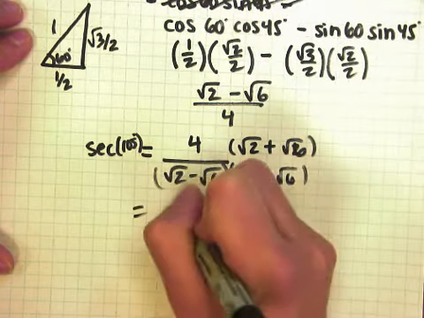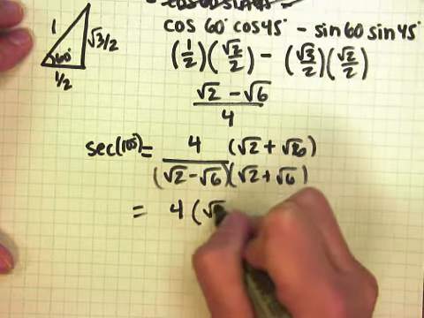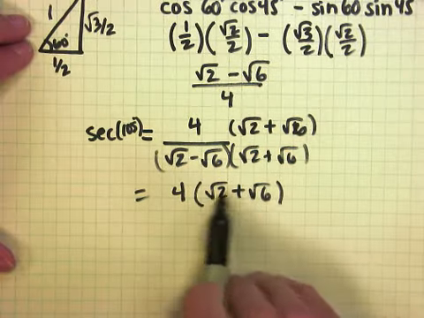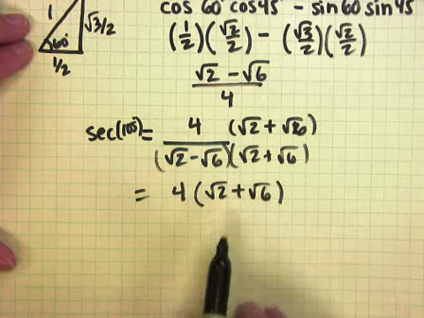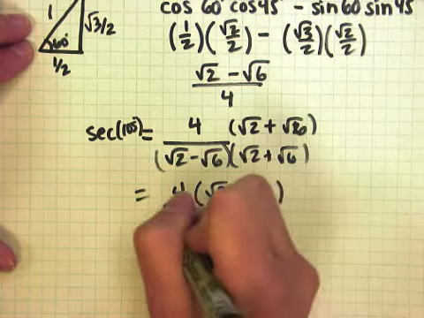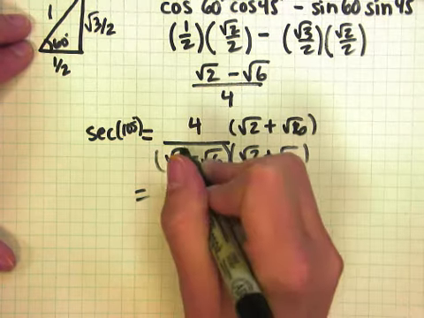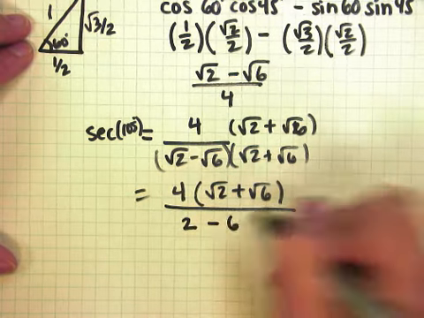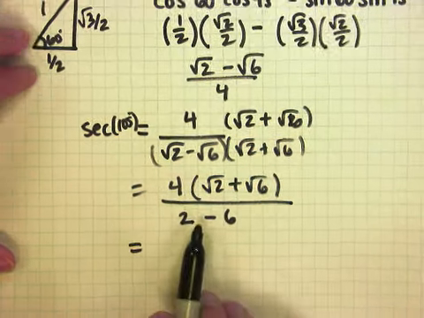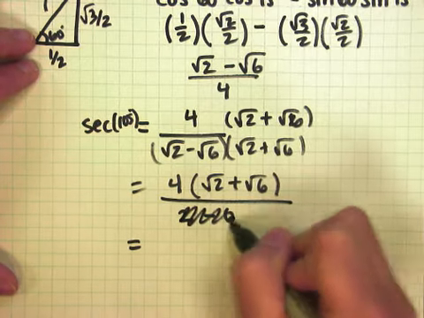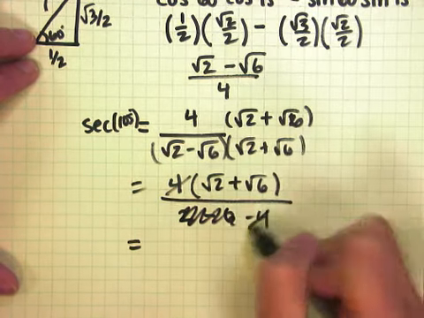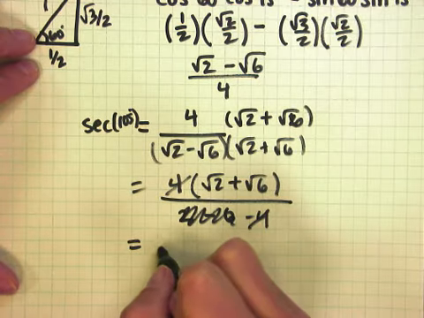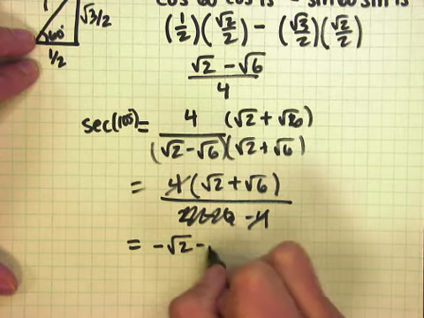When I do this, on top I've got 4 times root 2 plus root 6, which I cannot add together because I can't add two things that don't have the same bases or the same powers. On bottom I have a difference of squares, so when I square the square root of 2 I get 2. When I square the square root of 6, I get 6. And let's see, 2 minus 6 is the same thing as negative 4. And I can reduce the 4's there and then apply the negative to both things in the parentheses. So it's going to be negative root 2 minus root 6.